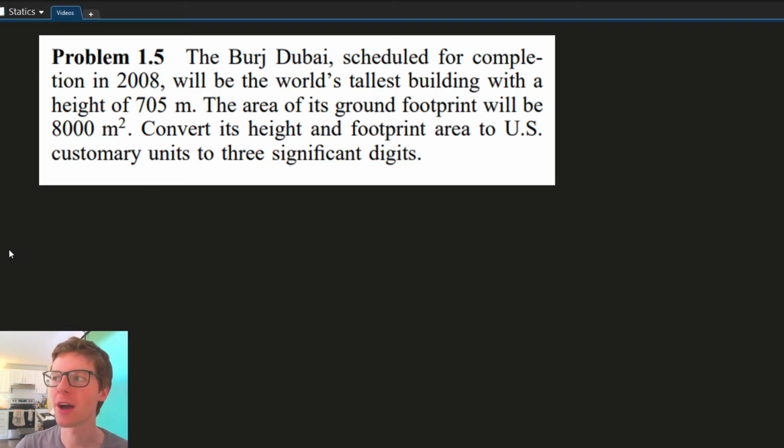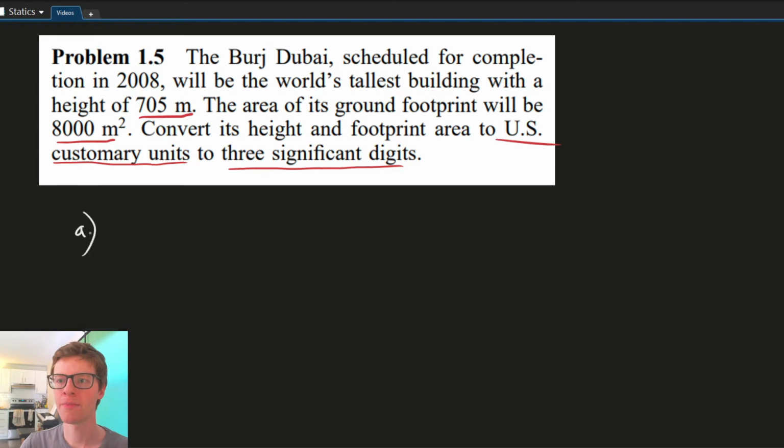So the Burj Dubai, scheduled for completion in 2008, will be the world's tallest building with a height of 705 meters. The area of its ground footprint will be 8,000 meters squared. Convert its height and footprint area to US customary units to 3 significant digits. Okay, so the key numbers for this problem: 705, 8,000, US customary, and then 3 sig figs. So that's what I need to do with this problem.